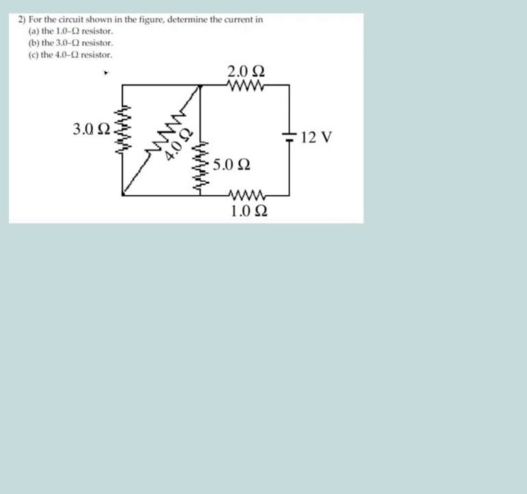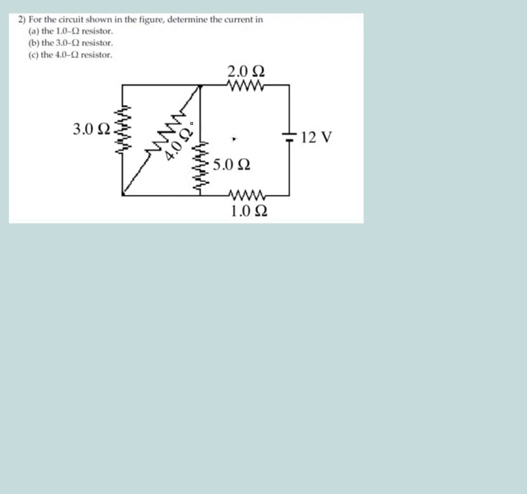Okay, anyway, I'm going to solve some of the problems here from the review. Some of you may be asking. Look at this one. So let's go fast here. This one says the circuit shown, and they're asking you what's the current in the resistor of 1 ohm, which is this one, the 3 ohm, which is this one, and the 4 ohm, which is this one.